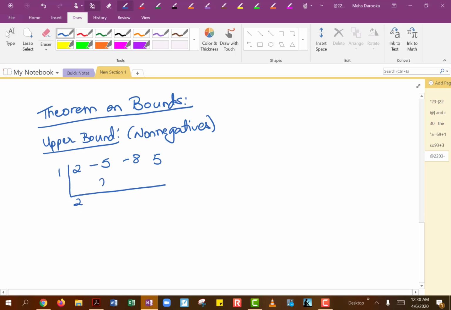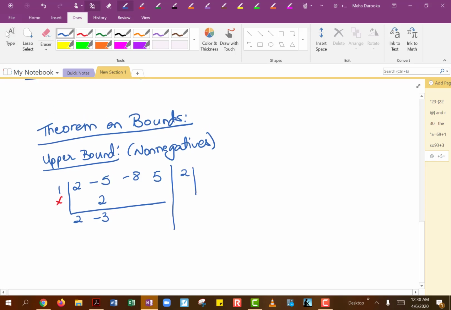Then 2 times 1 is 2, minus 5 plus 2 is minus 3, right? And I've already hit my negative, so that means 1 is not our upper bound, because remember, these guys should be non-negatives. So let's divide by 2 now. So let's see, we'll have 2 minus 5 minus 8 positive 5. So that's going to be 2. 2 times 2 is 4. Negative 5 plus 4 is negative 1. Again, we've hit a negative number, which means this guy doesn't work.